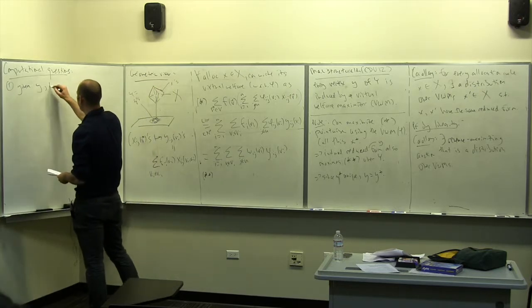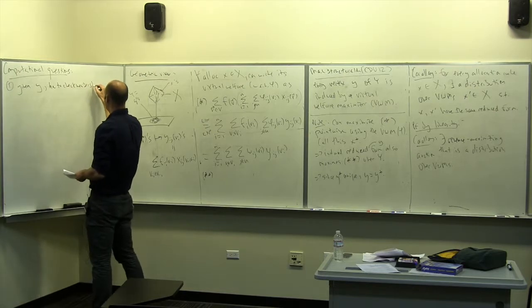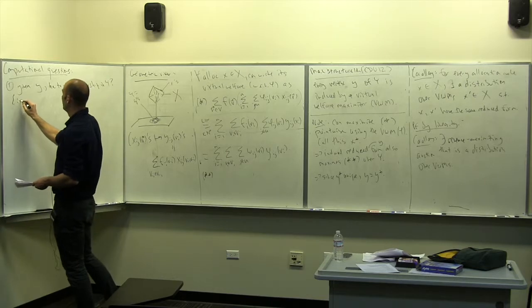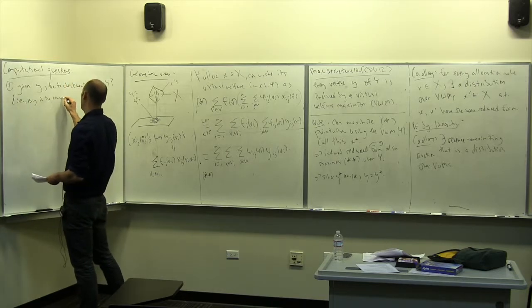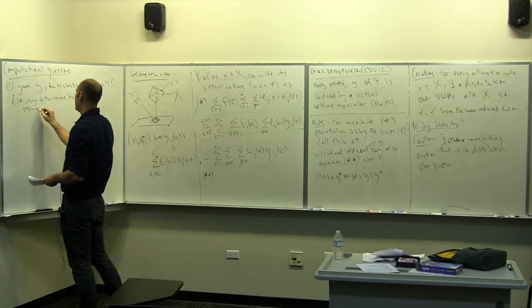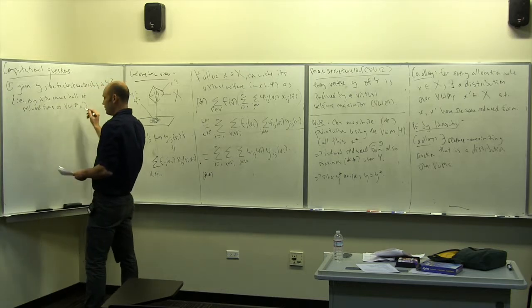So given y, how to check membership in capital Y, i.e. is y in the convex hull of reduced forms of virtual welfare maximizers.